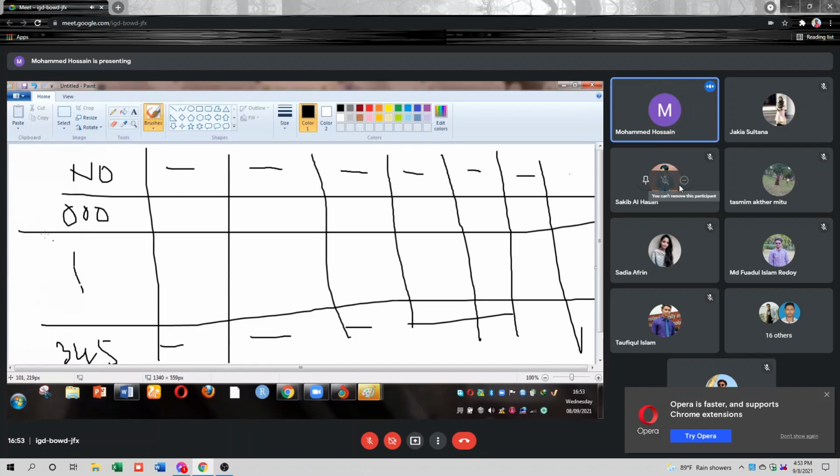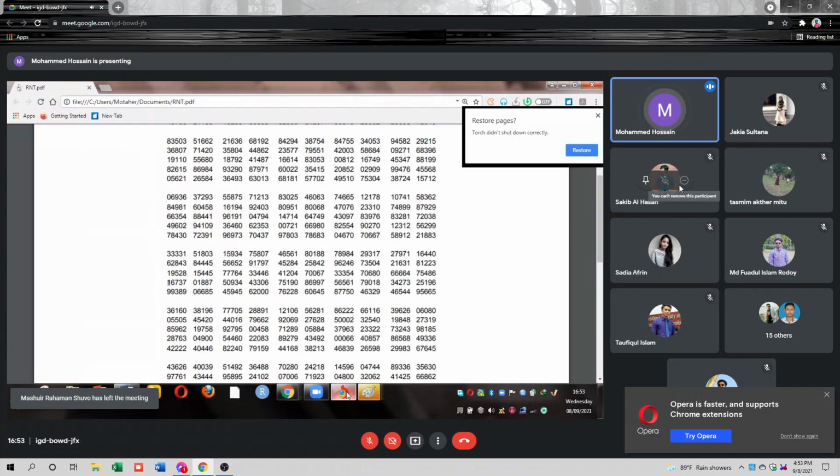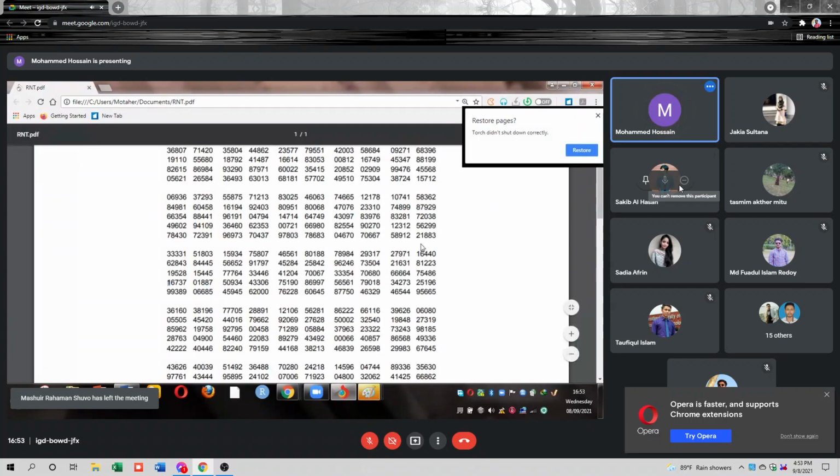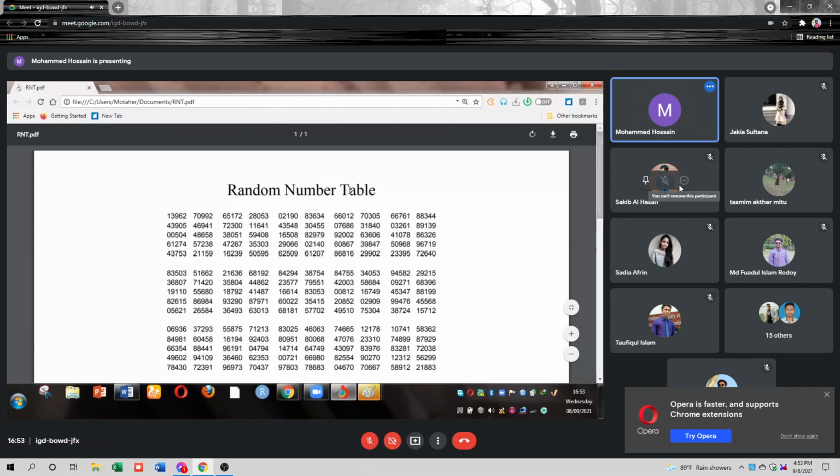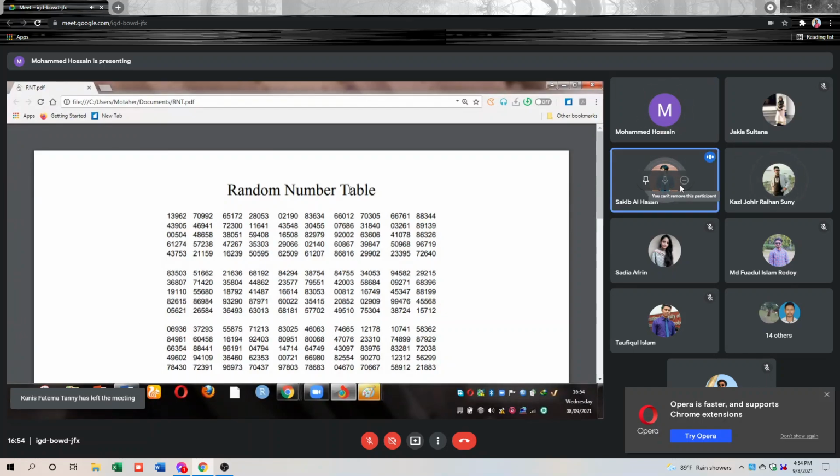Then you should use this table. What is the name of this table? Random number table. So did you get it or not? I shared this through your Messenger group. Did you get it? Yes, sir.